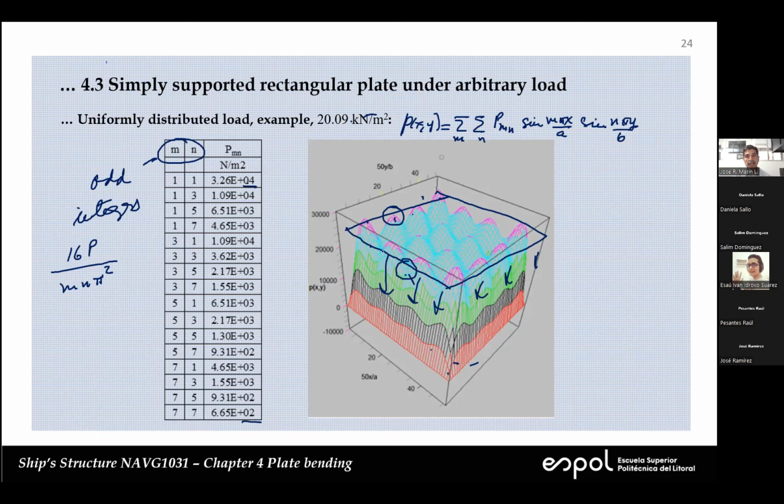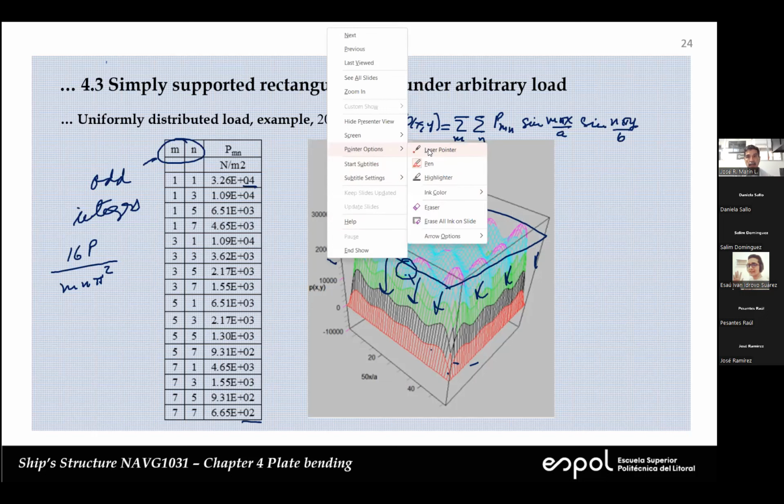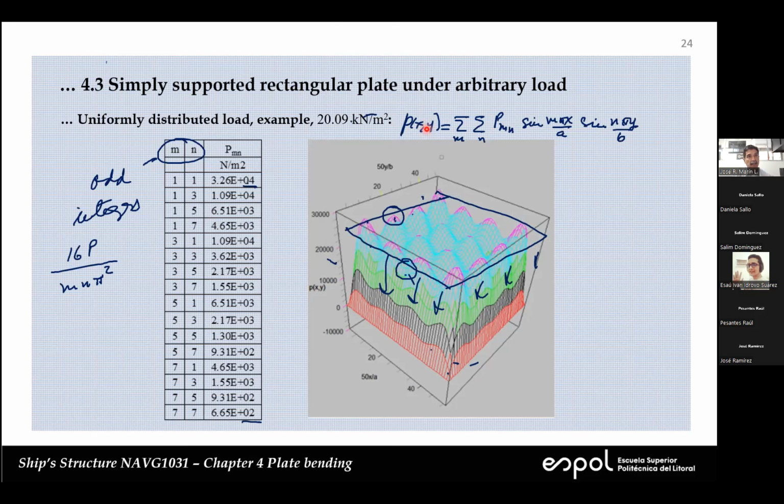If you want to evaluate this at any point x, y, you pick a point x, y, so x and y are constant, and for those two you evaluate all of these terms. In this case, I go up to 7 only. And this is the result. So what I did was change x and y.